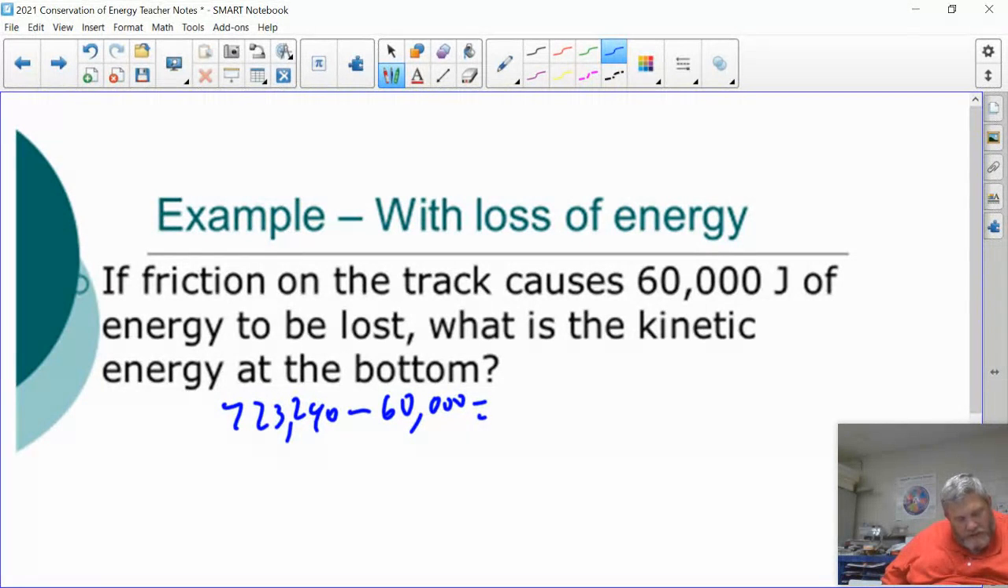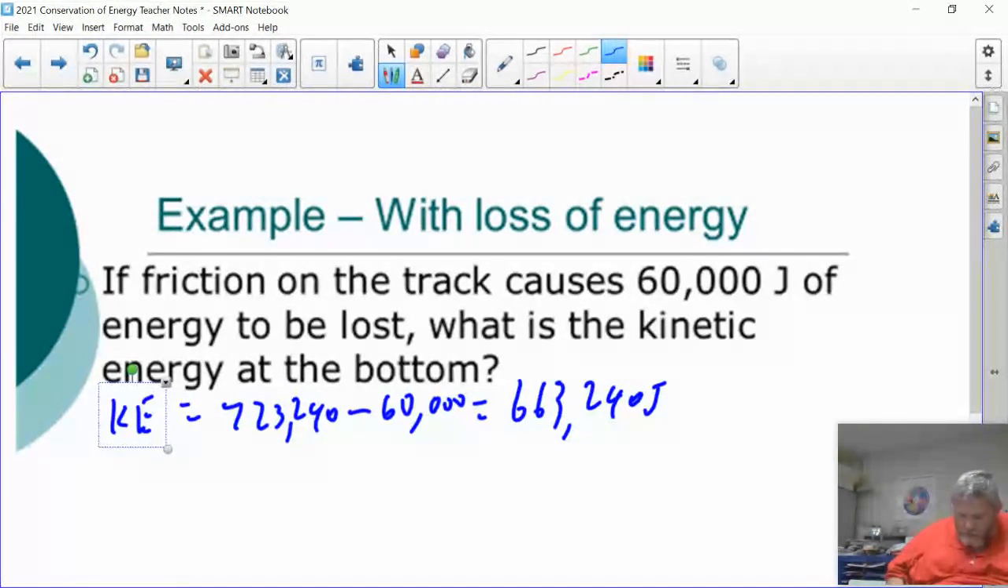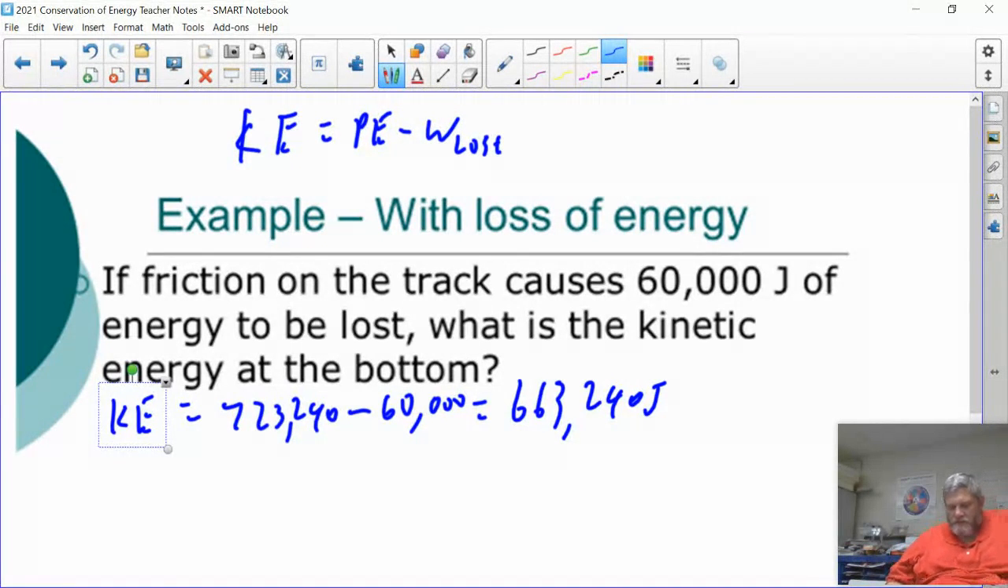72,240 minus 60,000 becomes 663,240 joules. Right, so that's the kinetic energy. I'm going to write it up here. The kinetic energy is going to be equal to the potential energy minus the work lost, or the energy lost. And that's going to be the work done by friction and all those things.